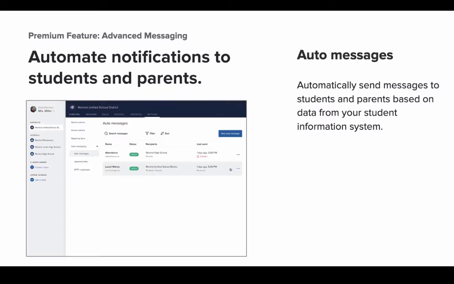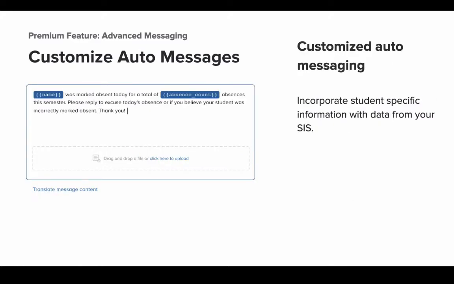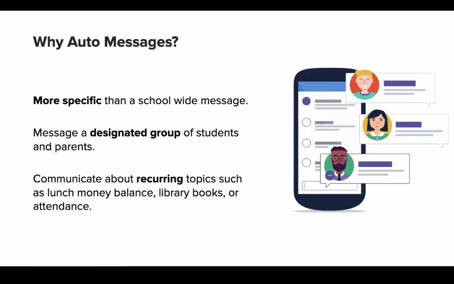Auto-messaging allows you to automatically send messages to students and parents using data from your student information system. With auto messages, you can send out a one-time message, send out your message periodically, or choose to set up a recurring message at designated times. You can even customize Remind auto messages by incorporating student-specific information from your SIS, such as student name or number of absences.